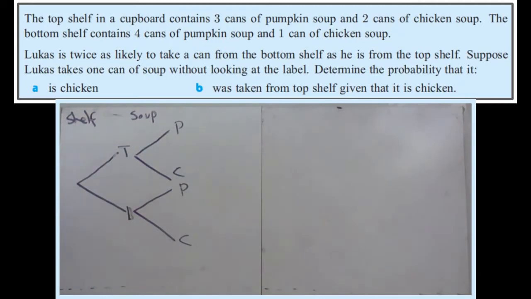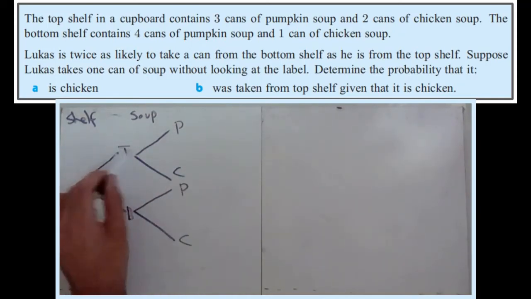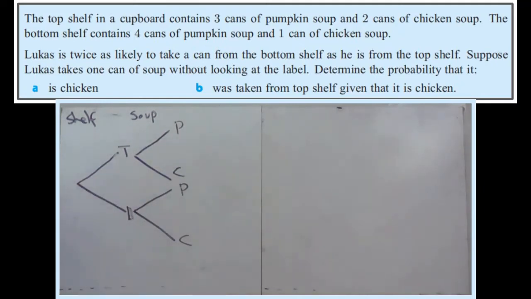So this now covers all the events. This is Lucas goes top shelf and gets pumpkin. This is he goes to the top shelf and gets chicken. This is bottom shelf and he gets pumpkin. This is bottom shelf and he gets chicken. There's nothing else that can happen in this fictional scenario of Lucas getting some soup. This covers all possible eventualities. Now we need to put some probabilities on it.